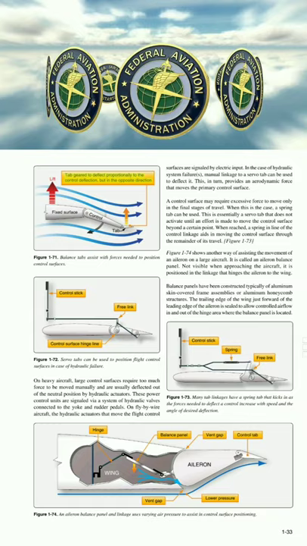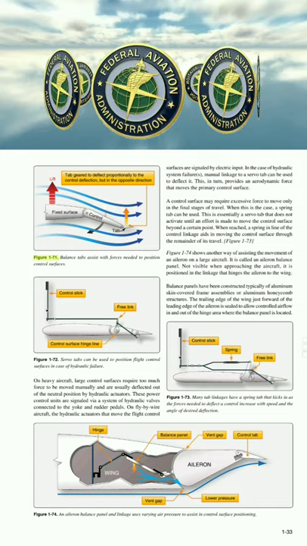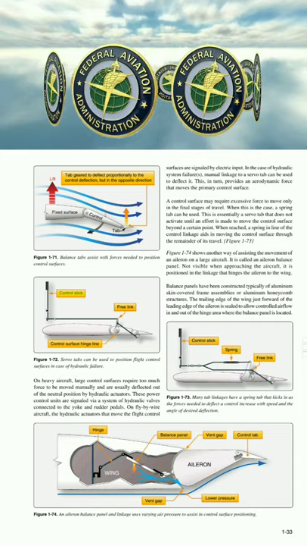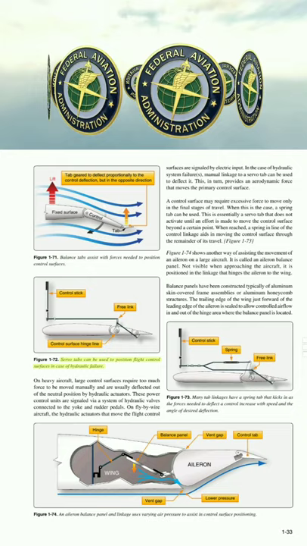Fixed surface. Control. Tab. Figure 171. Balance tabs assist with forces needed to position control surfaces. Control stick. Free link. Control surface hinge line. Figure 172. Servo tabs can be used to position flight control surfaces in case of hydraulic failure.